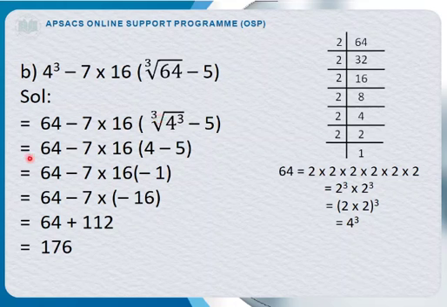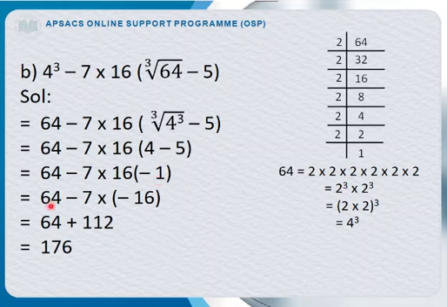Now in the next step, equals sign, 64 minus 7 multiplied by 16 as it is. Now after cancelling out we have 4, then minus 5. Now we will subtract these two numbers. So equals sign, 64 minus 7 multiplied by 16 as it is. When we subtract 4 and 5 it will be 1, and the higher number's sign is negative, so that's why we have written the minus sign. It will be minus 1.